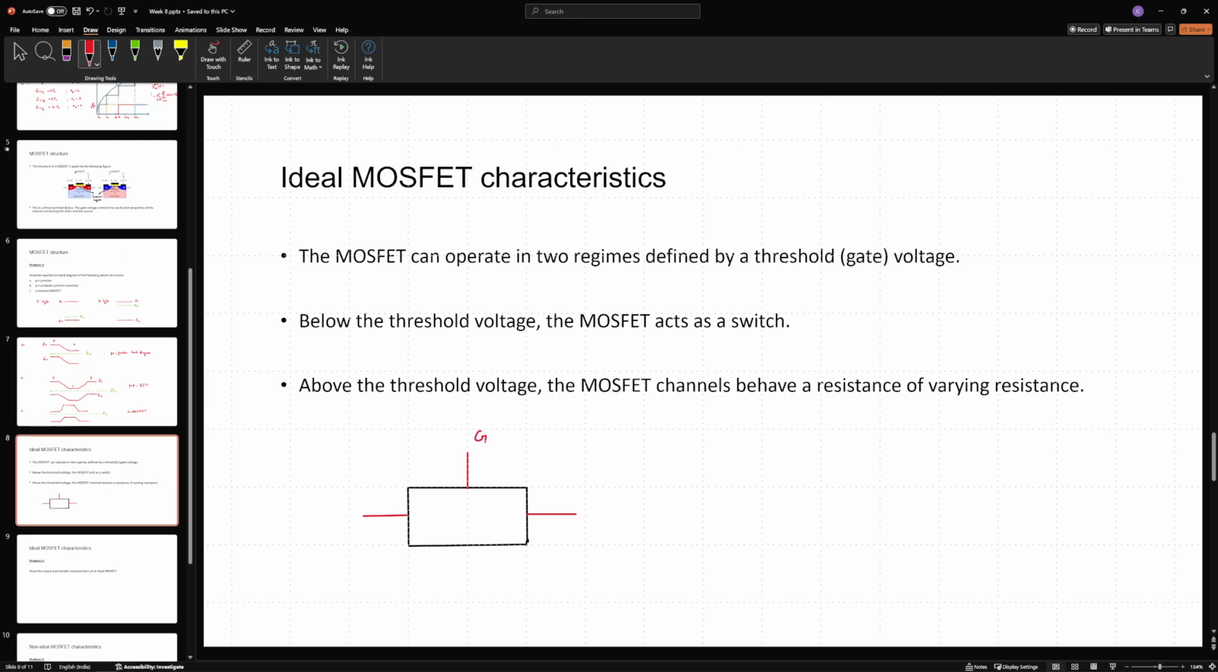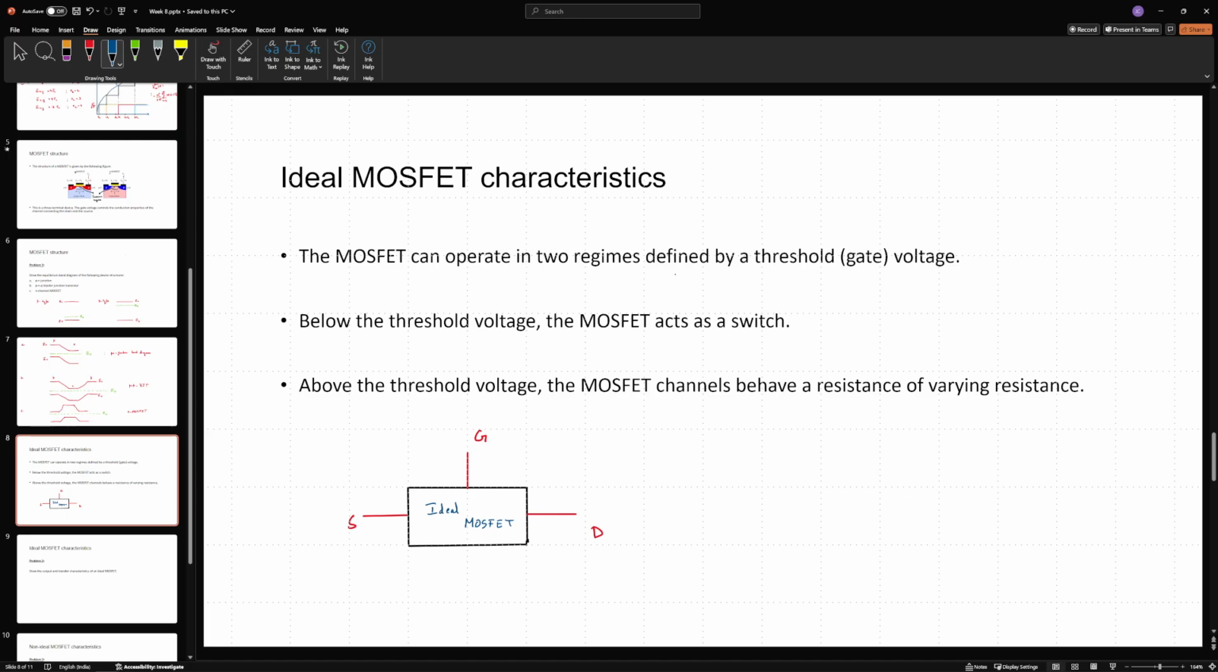So I have the gate, I have the source, and I have the drain. Now this is my ideal MOSFET. The point is, I need to understand what kind of behavior I need here. Then I will go about considering different physical implementations that will give me similar characteristics and properties. So I have the gate, source, and the drain.